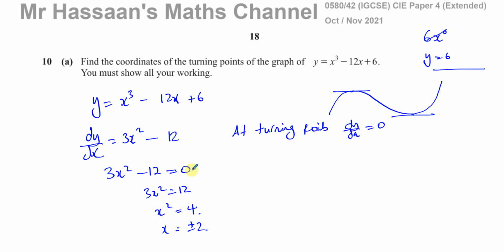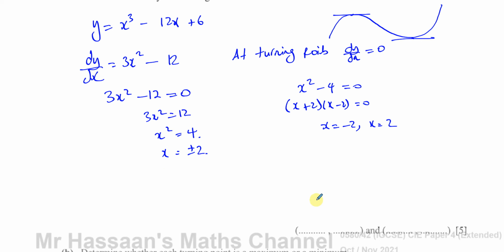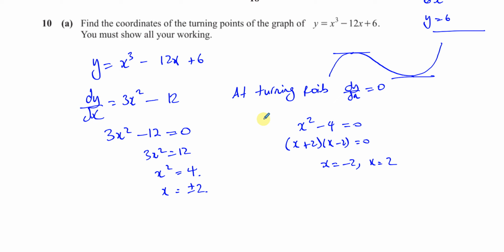We could have also solved it like this, divided both sides by 3, in which case you get x squared minus 4 equals 0. And we could have done difference of squares, x plus 2 times x minus 2 equals 0. So we end up with x equals minus 2 and x equals plus 2. Same answers, different ways of dealing with it. But then, we need to find now the y coordinates of the turning points.